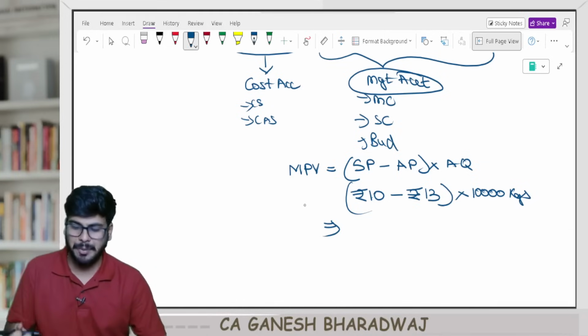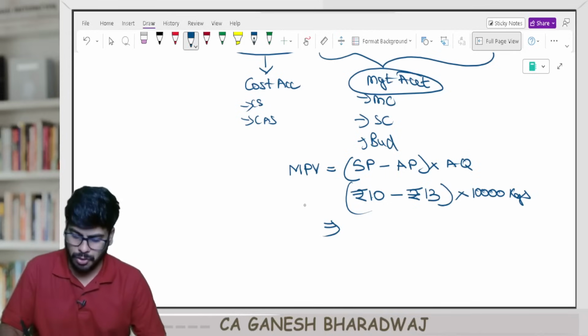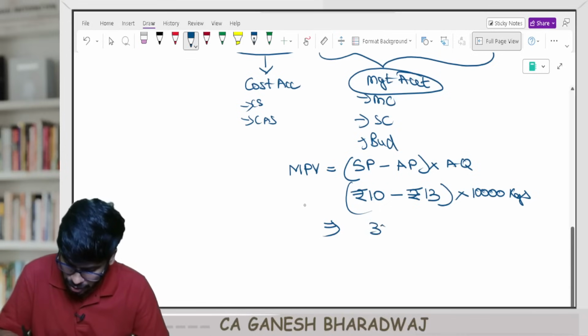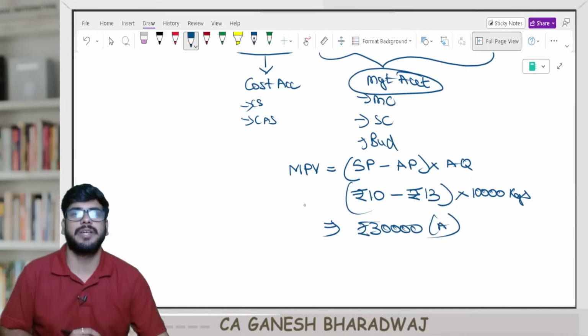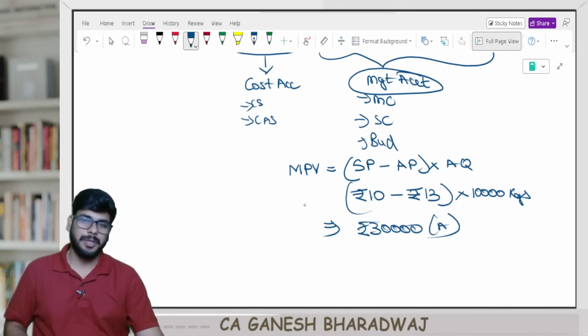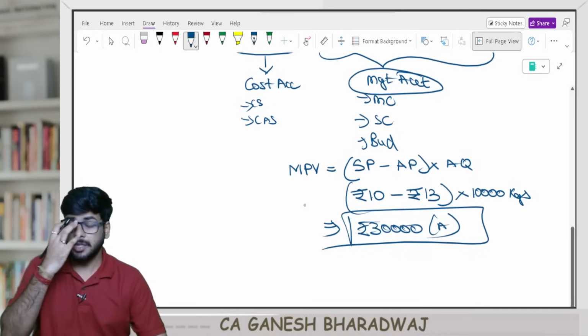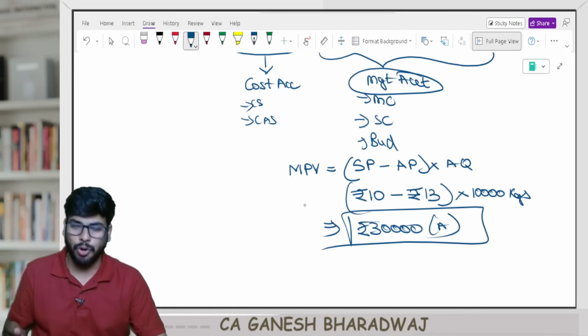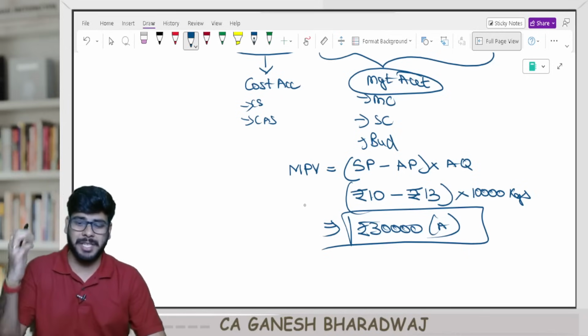Now, overall, you tell me, guys, what is going to be my material price variance? For every kg purchased, I paid 3 rupees more. Like that, I've purchased 10,000 kgs. So it's going to be 3 into 10,000, 30,000 rupees adverse material price variance. Correct, guys? Now, this 30,000 rupees is what is being incurred more. What happens? I will go and fix the responsibility to the purchase manager. He is responsible for the price decision.